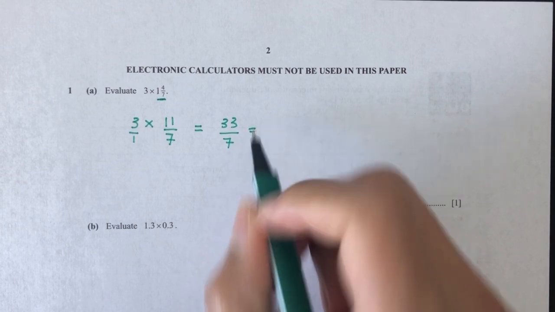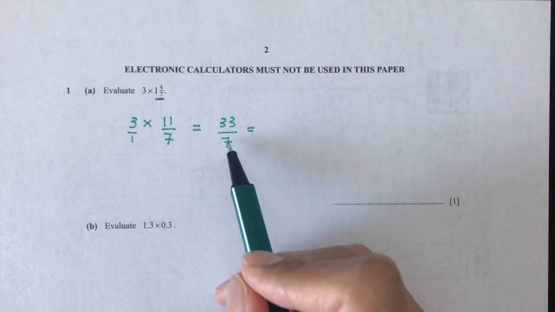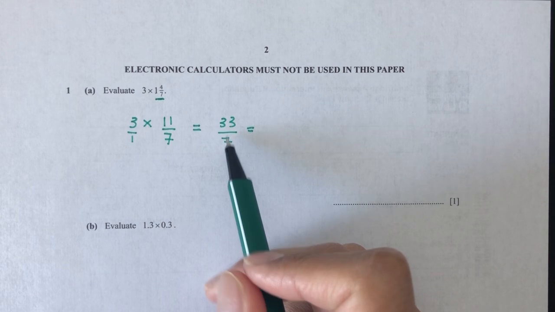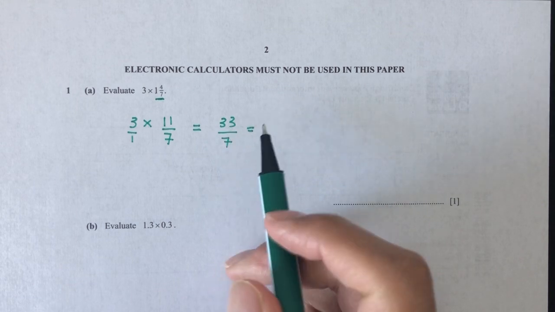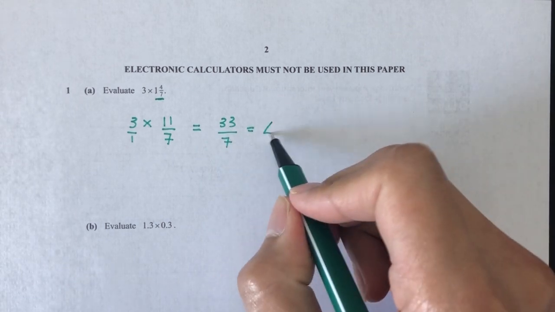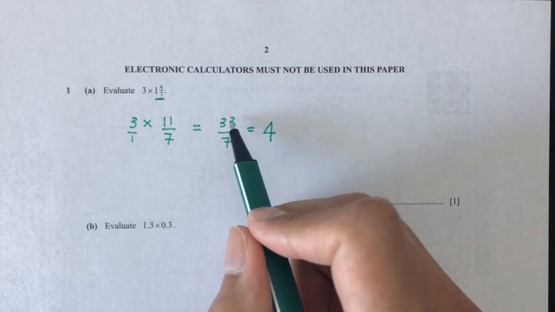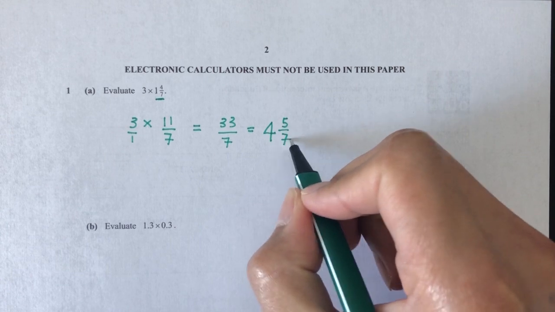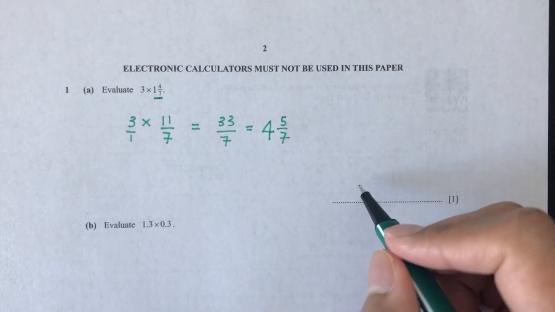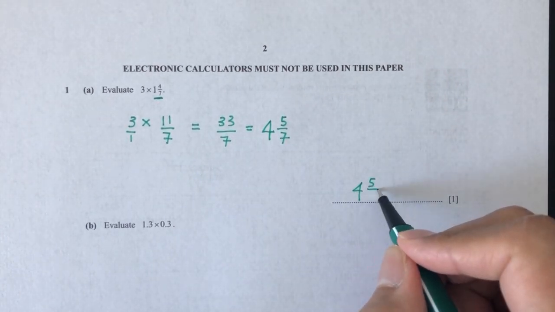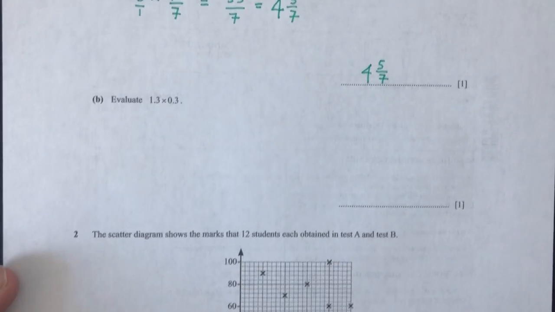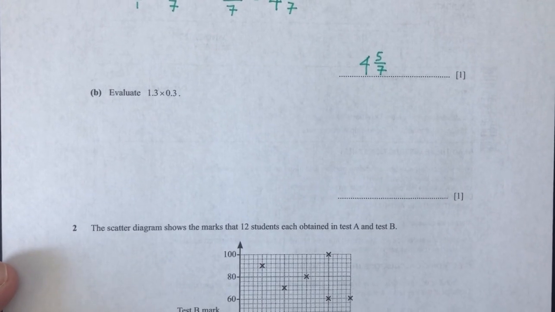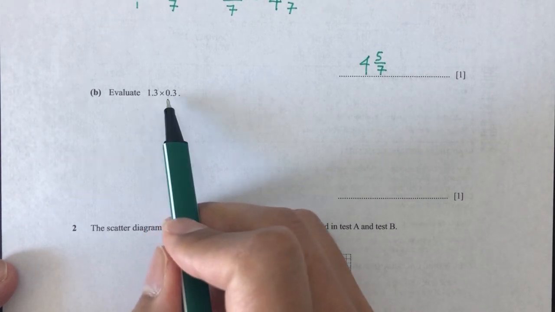So now we have to simplify, so we have 7 times 4 is 28, so 4 is outside, so 28, so what remains? 5 remains, so 5 on top and 7. So the answer for part A will be 4 5/7. Okay, so now for part B, we have decimal place multiplications.